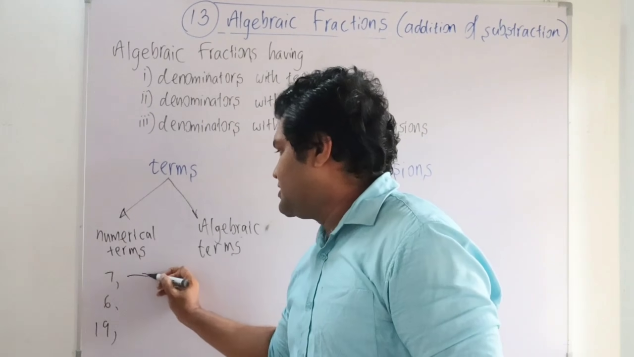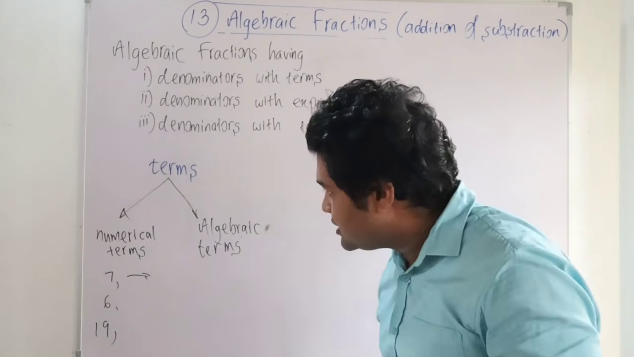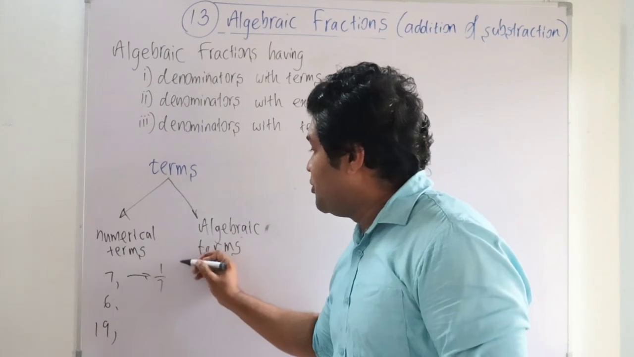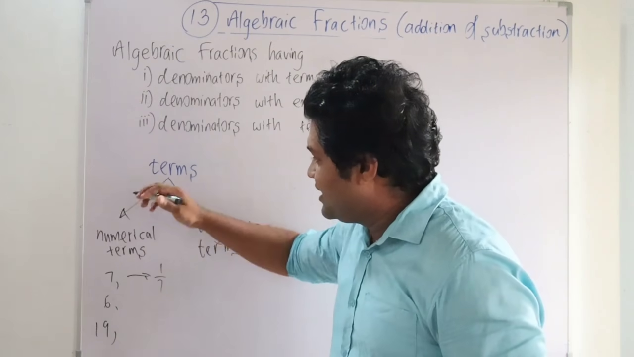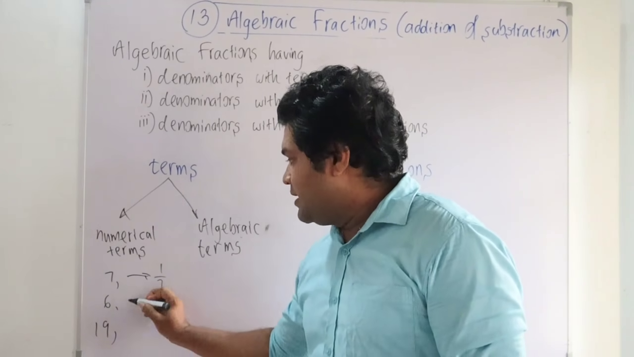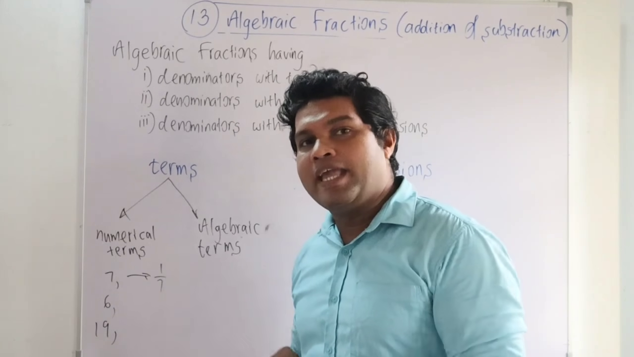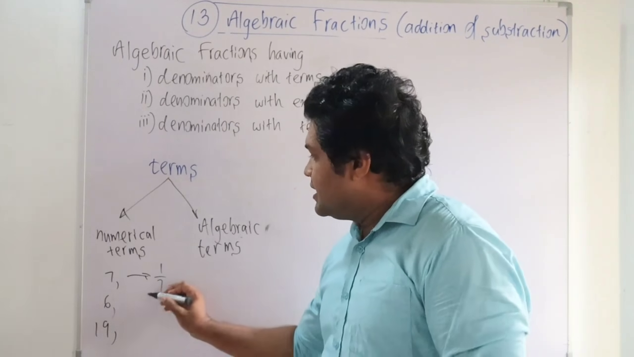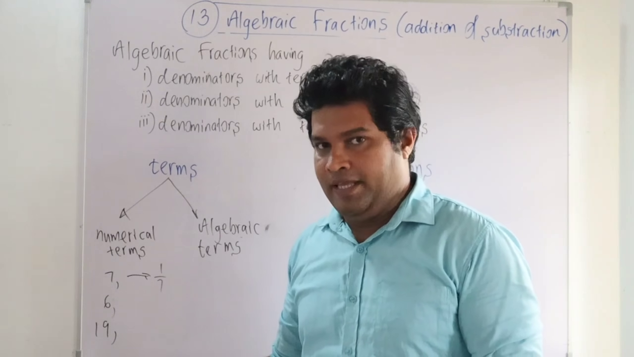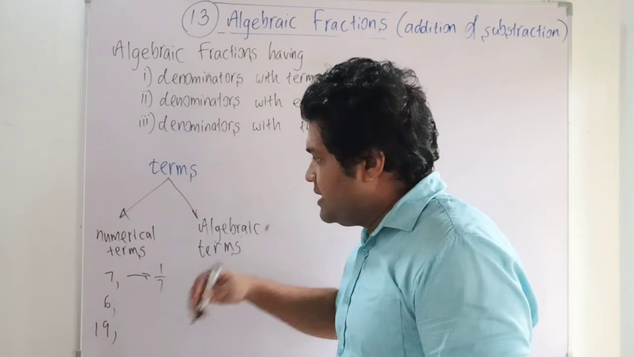But what are the fractions that can come through the numerical terms? If I write 1 over 7, or 7 over 8, these are numerical terms, and numerical fractions can be formed from them. Then 6 over 8, 6 over 7, it doesn't matter which. However, these are the terms.